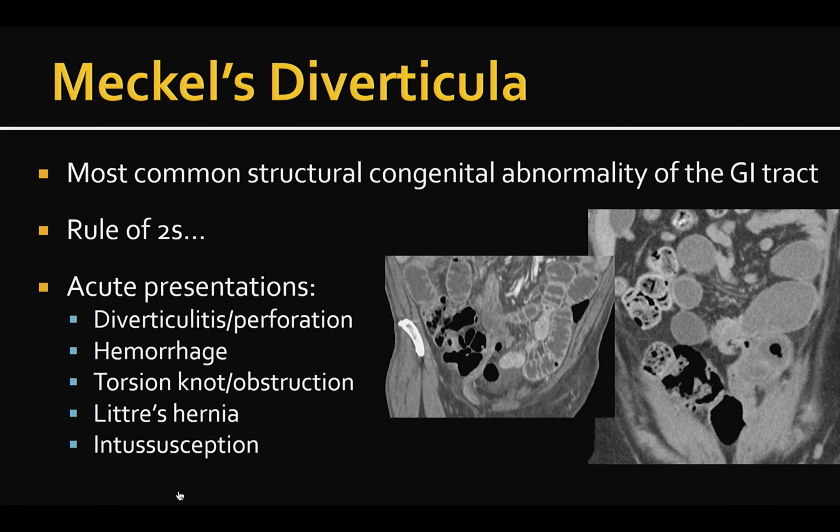In addition to diverticulitis, in our index case, patients can present with hemorrhage. They can also present with torsion and obstruction, such as in this case here. The sort of white whale Littre hernia is demonstrated here, and they can also present with intussusception. And so remember Meckel's diverticula, especially in patients with right lower quadrant pain.